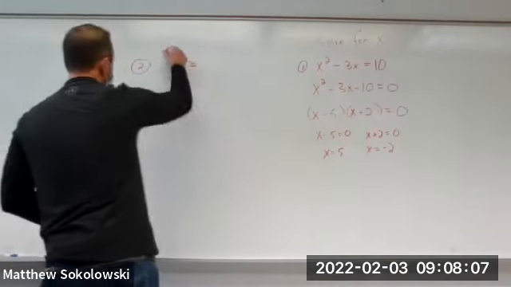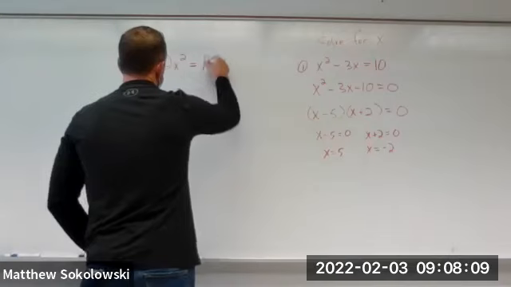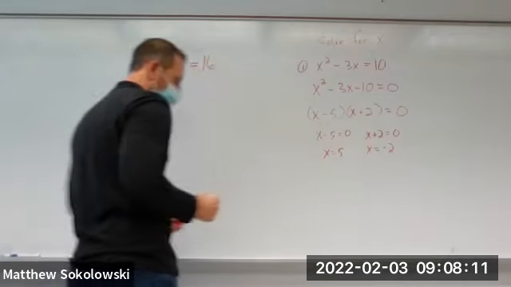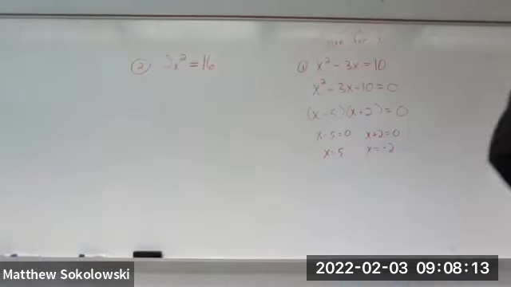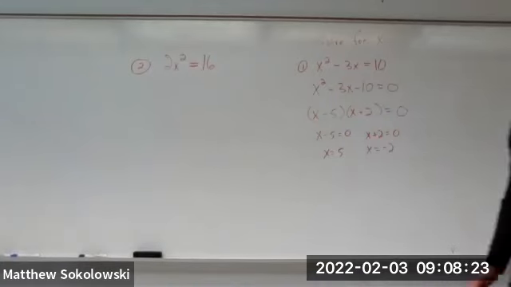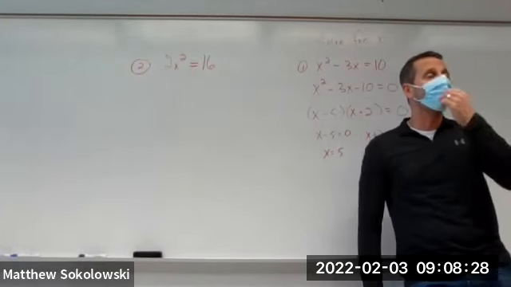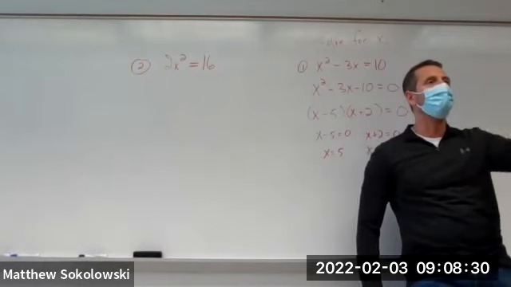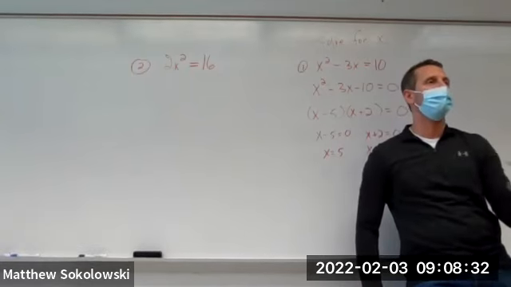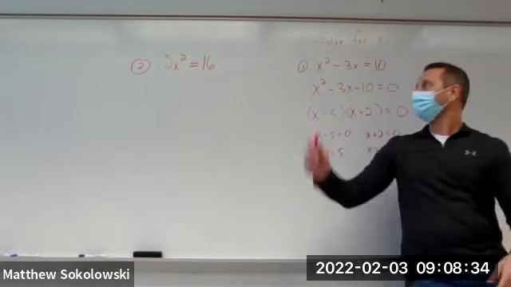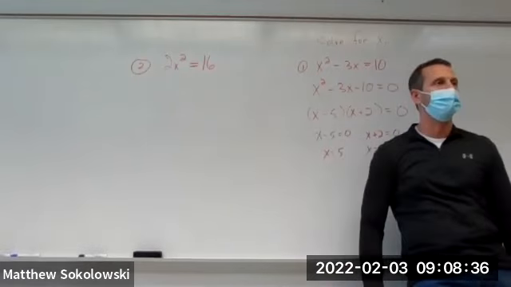2x squared equals 16. What can you do to solve this quadratic equation? Yeah, okay. We're undoing order of operations, right? We're undoing operations. Now, how come you could do that in this one and not factor? How come you have to factor this one, but this one you could just undo operations? Why?